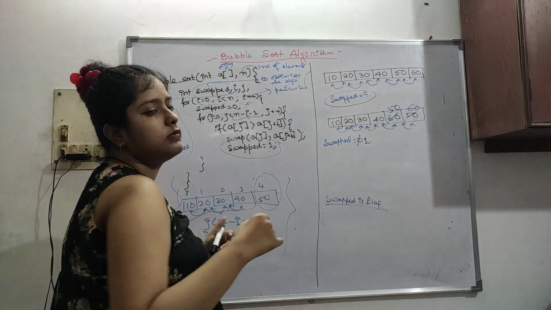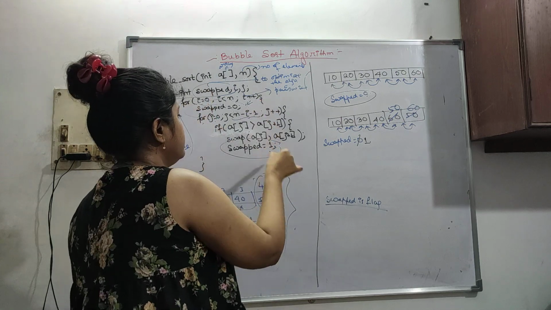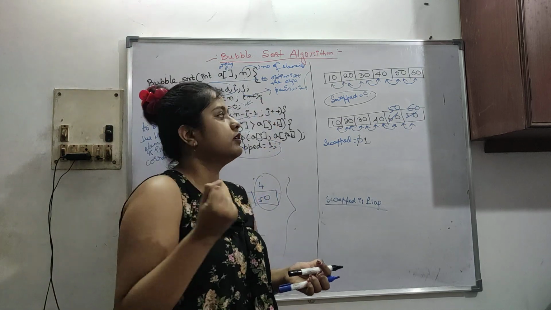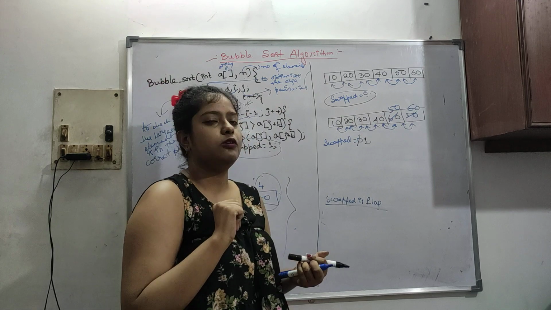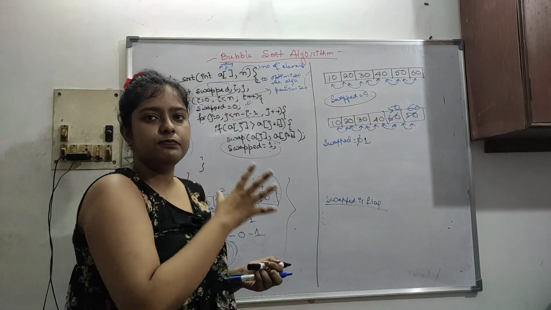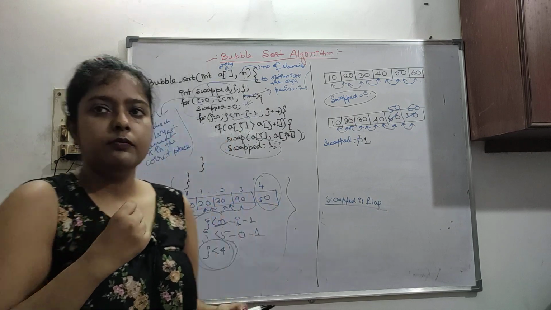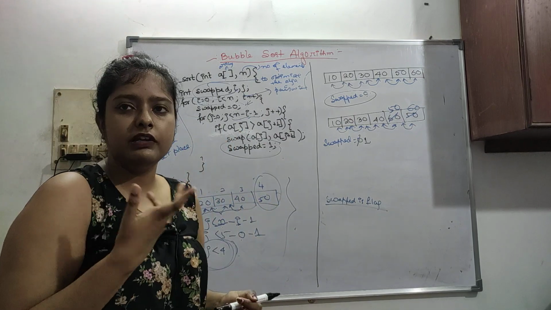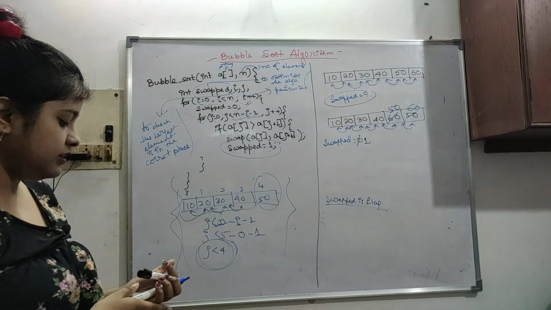variable. Swapped is a flag variable. Basically this is optimizing our algorithm. It is giving us lesser time complexity. So now we will move on to time complexity. I hope you have understood this. Please make a note of it so that you will be able to revise properly.